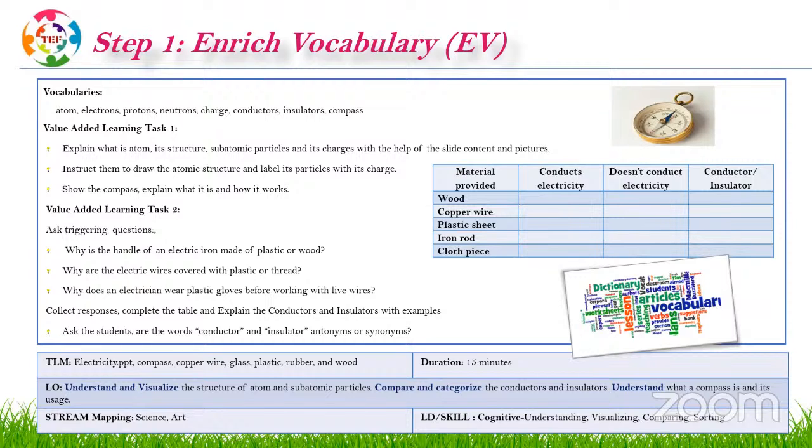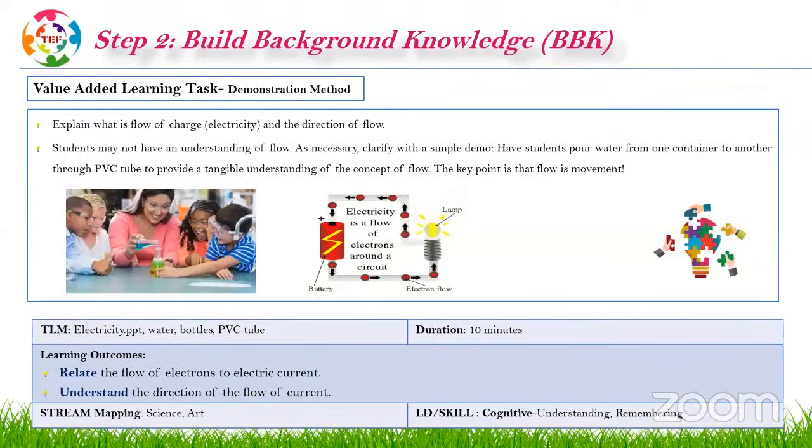And again here, the teacher must say which STEAM elements are brought in, which is science and art here, and what skills the teacher focused on. The teacher must list down all those skills and the duration, everything, how long it will take to develop the vocabulary part. So second step is build background knowledge.